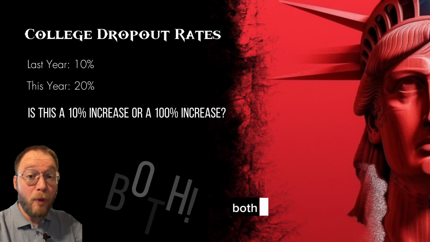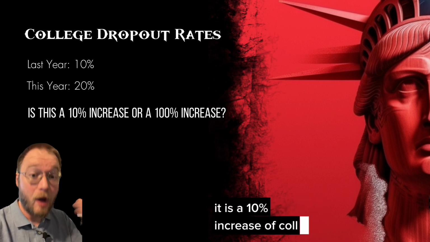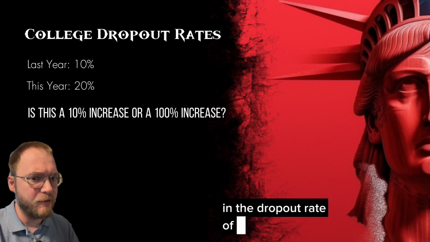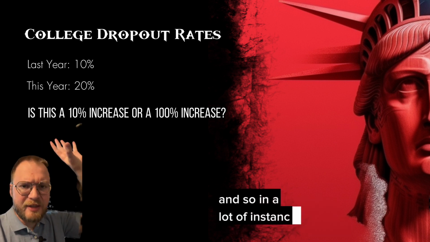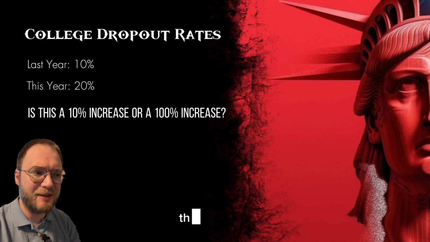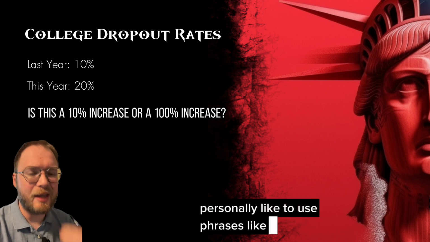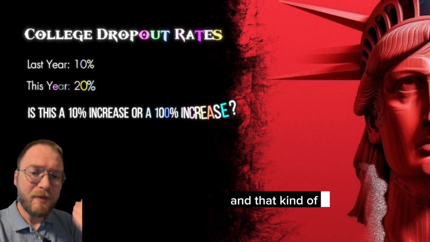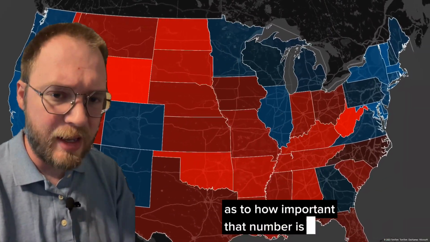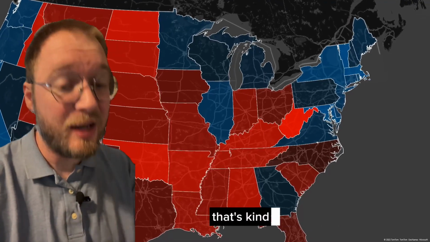But the thing is, both of these are technically right. It is a 10% increase of college kids, but it is a 100% increase in the dropout rate of these college kids. And so in a lot of instances where percentages change, phrasing can actually have more of an impact than the actual numbers themselves. And this is why I personally like to use phrases like doubled instead. And that kind of leaves the ball in the viewer's court as to how important that number is. Whereas if somebody said it only increased by 10%, that's kind of misleading.